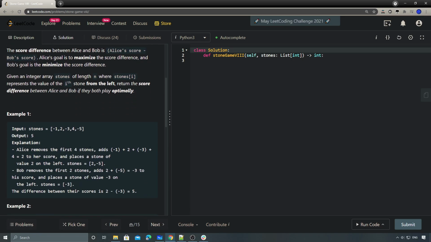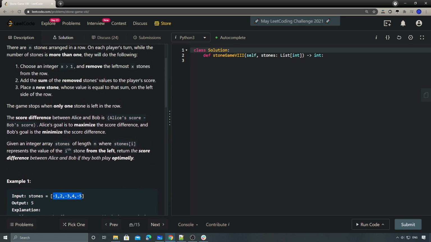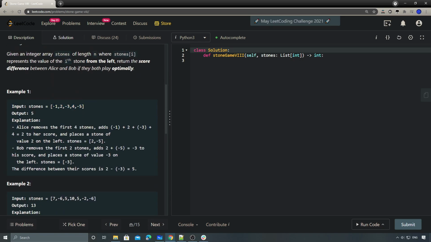So then we have some examples. There are the stones here, and each stone has different values. Some stones have negative values here. The output is 5 because of the optimal solution Alice can take. Since Alice moves first, she takes the first four stones. Basically we have 1, minus 1, 2, 3, minus 3, 4, and minus 5. So Alice will take these 4 stones first, whose sum is 2, right?